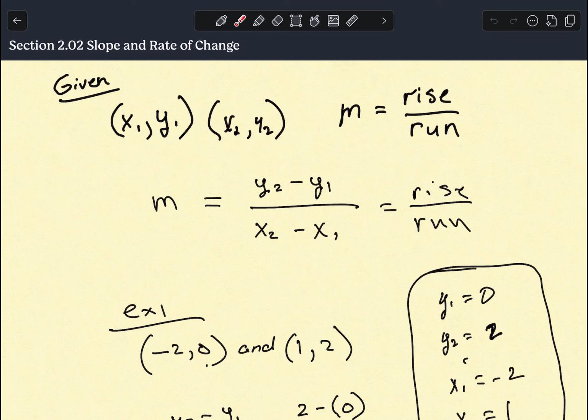Today we're talking about section 2.2, slope and rate of change. Let's put that in blue here.